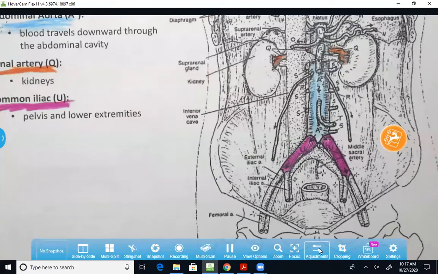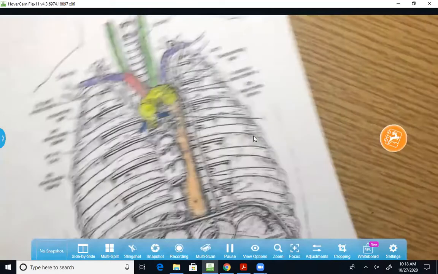Okay, any questions? All right, let's move on to our next set of blood vessels.